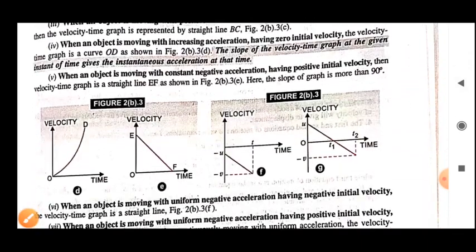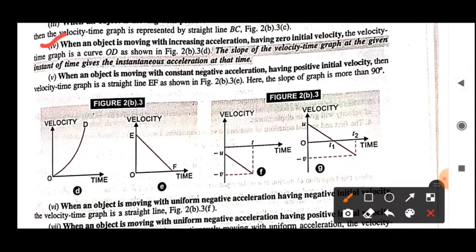The fourth one, let's see. The fourth one is when an object is moving with increasing acceleration having 0 initial velocity. If acceleration is increasing, it means variable acceleration is here. As I have told you, whenever velocity increases with time, acceleration also increases there. So for this increase of velocity, we will have this kind of graph.